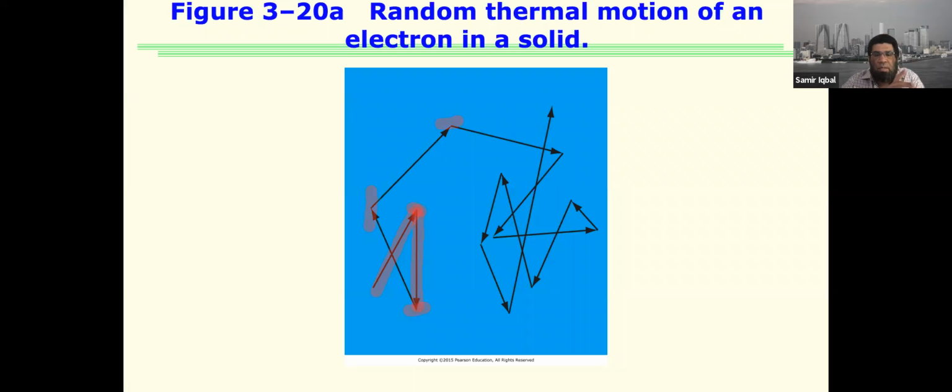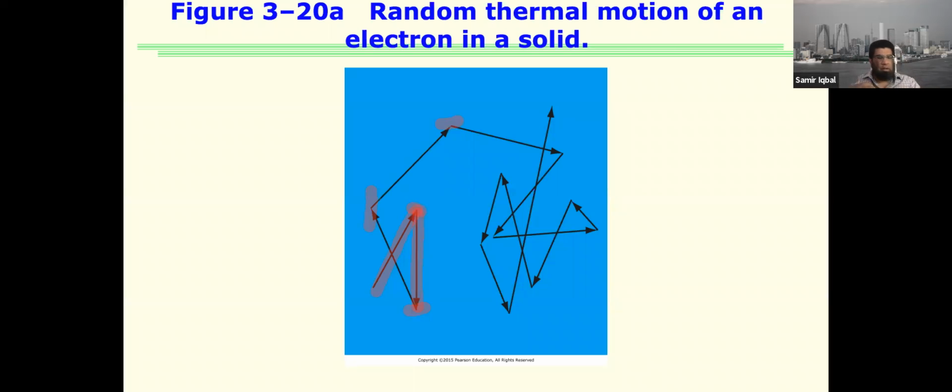Unlike metals or conductors, where we say electrons are always ready to move, you turn the voltage on and they start moving, here we have an added figure of merit, an added quantity that we are interested in, and we call that mobility: how easy it is for them to move.